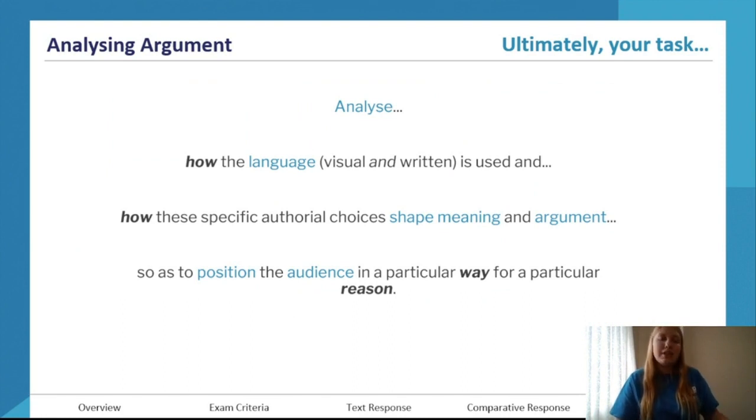But ultimately, your task in section C is to analyze how the language, both visual and written, is used, how these specific authorial choices shape meaning and argument, so as to position the audience in a particular way for a particular reason. The way in which it tries to position refers to the how in our what, how, why process of analysis, and the reason is the contribution it's making to the author's argument, and that's our why. So you can see if you use the process, you are going to tick off everything that VCAA wants you to do.